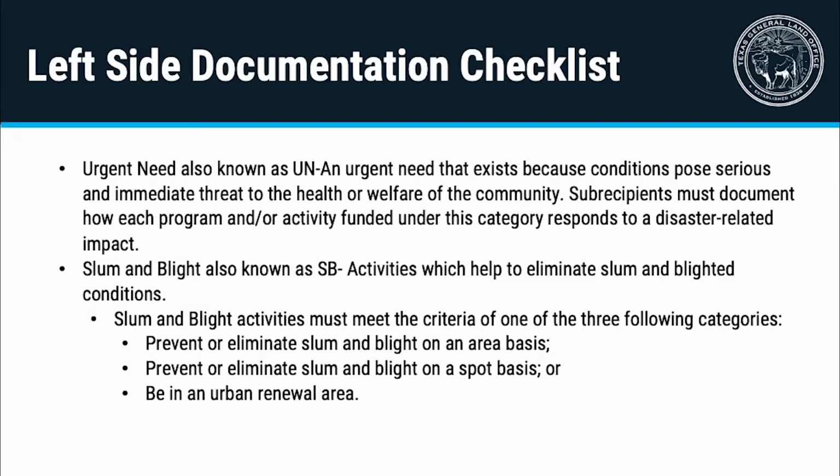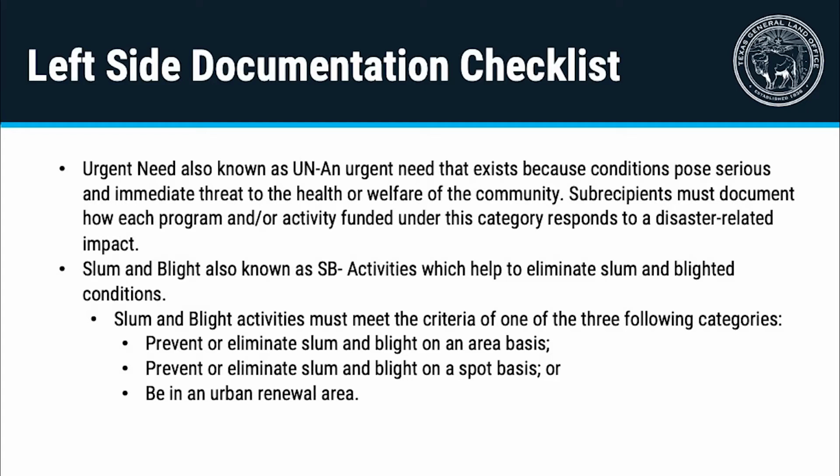Slum and blight, also known as SB, activities help to eliminate slum and blighted conditions. Slum and blight activities must meet the criteria of one of the three following categories: prevent or eliminate slum and blight on an area basis, prevent or eliminate slum and blight on a spot basis, or be in an urban renewal area.